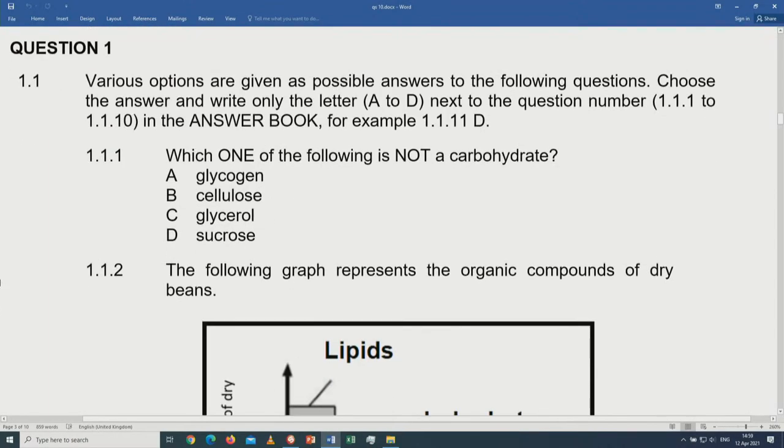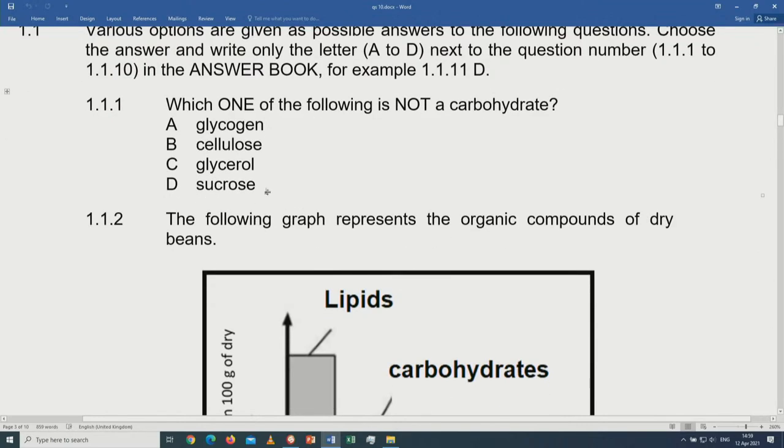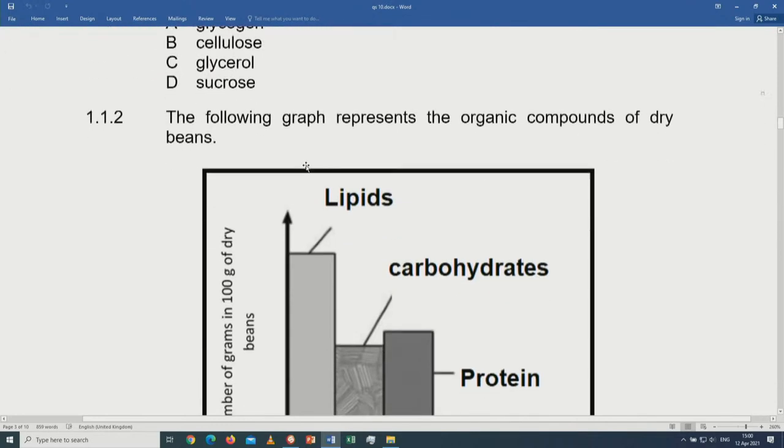Now the first question here is a multiple choice question. It says, which one of the following is not a carbohydrate? A, glycogen, it's a carbohydrate. B, cellulose, it's a carbohydrate. C, sucrose, it's a carbohydrate. D, it's glyceryl. We know very well that we get glyceryl in fats.